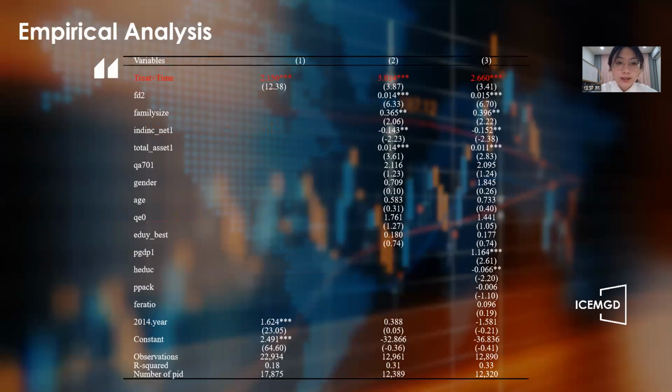Here's our empirical analysis. After we gradually add these control variables from different levels, like from family level, personal level, or provincial level, we can see the result is still significantly positive, which proves hypothesis 1 is correct.